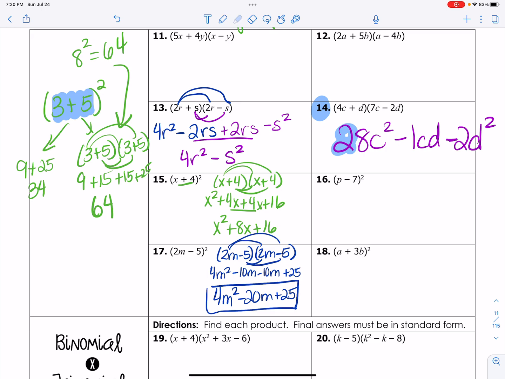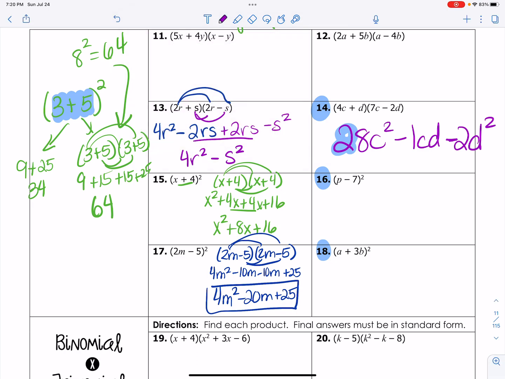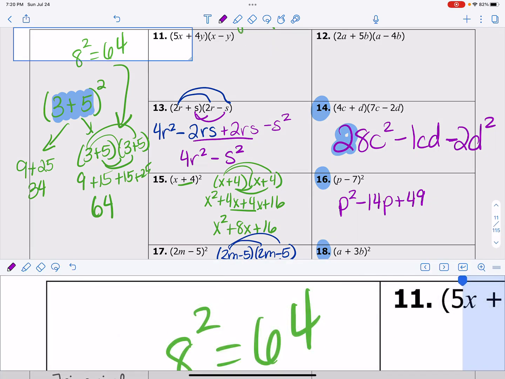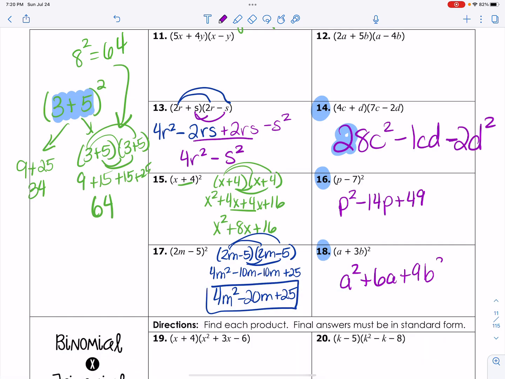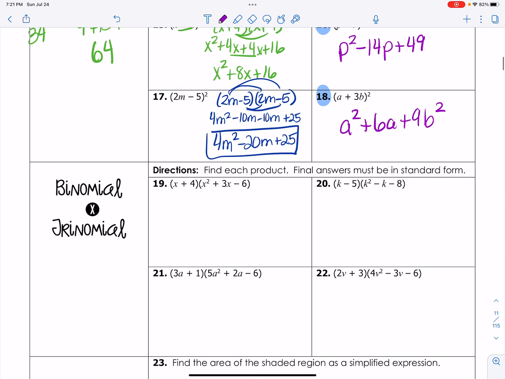Okay, so I would like you to pause the video and do these two, please. Okay, if you get these wrong, please get a hold of me. Okay, so p squared minus 14p plus 49. That's your answer. And on this one, it's a squared plus 6ab plus 9b squared. All right, so I'm not going to do all of these because it's the same thing.